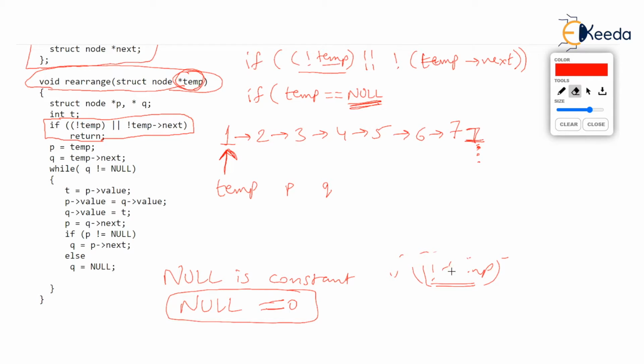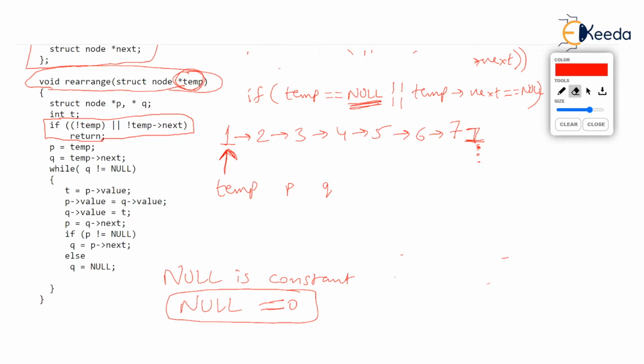All right. So then how will you read the second condition? Now what's the second condition given here? The second condition given is if not temp arrow next. If not temp arrow next means we are checking if temp arrow next is null. If temp arrow next is null, then this will be true. If temp is null, then this will be true. So the if statement will be true if either temp is null or temp arrow next is null. I hope you got this.